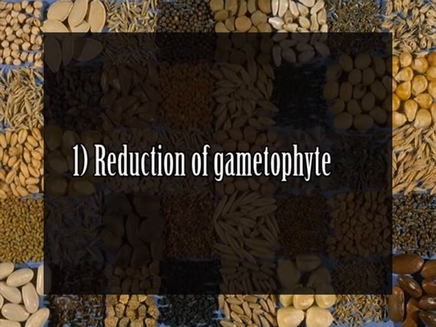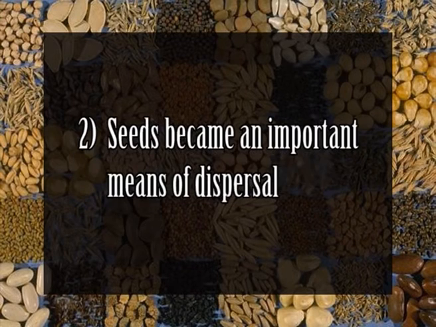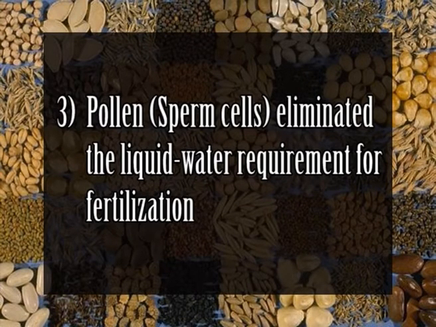There were three major reproductive adaptations in the evolution of the seed plants, very important for you to understand. Number one, reduction of gametophyte, that means gametophytes of seed plants are microscopic, so they can exist within the sporophyte. Second, seeds became an important means of dispersal. And third, pollen or sperm cells eliminated the liquid water requirement for fertilization. Let us very briefly understand the implications of these reproductive adaptations.